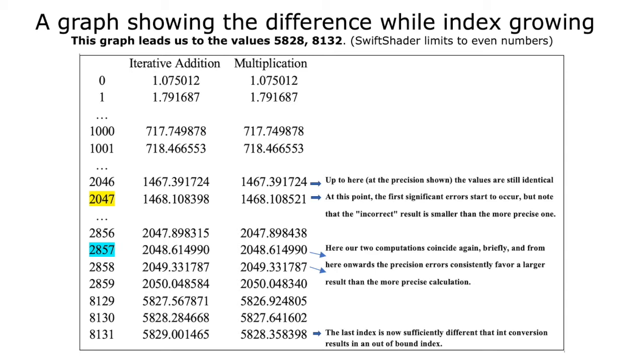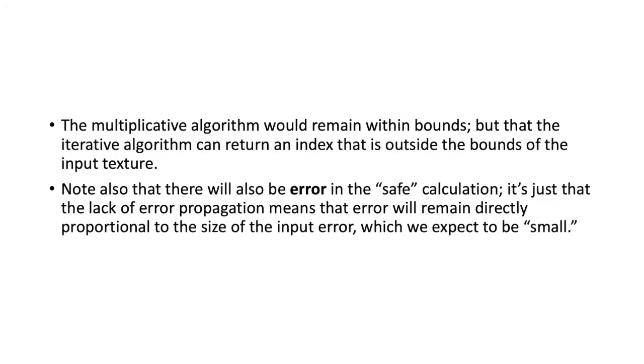As we can see, up to 2046, the values are still identical. But at 2047, the first significant errors start to occur, and the incorrect answer is smaller than the more precise one. At 2857, the two computations coincide again, and we can see that the last index is sufficiently different that the int conversion results in an out-of-bounds index. The multiplicative algorithm would remain within bounds, but the iterative algorithm could not.